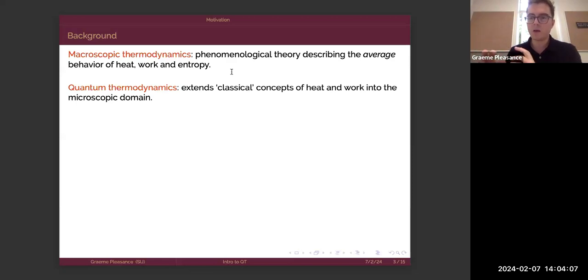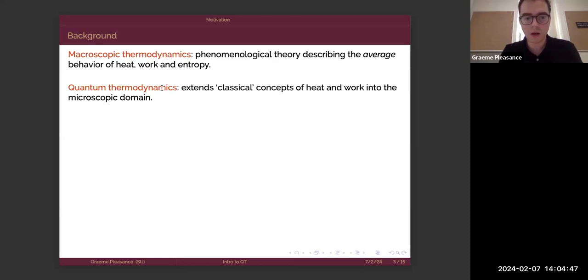It's more looking at how we can come up with ensemble level descriptions, a collective description of the behavior of something like a gas, and how we can characterize its behavior in terms of things like heat, work, and entropy. What quantum thermodynamics is interested in doing is taking these established classical ideas of, for example, heat and work, and extending them into the microscopic domain, trying to develop equivalent laws which apply to systems whose behavior is fundamentally quantum and has to be described using quantum mechanics.